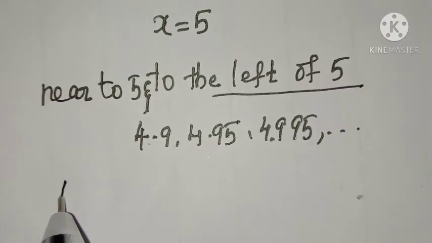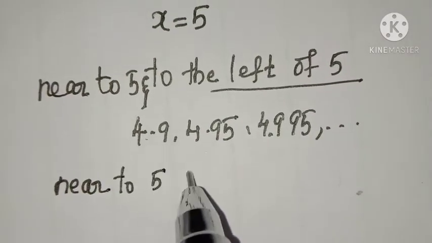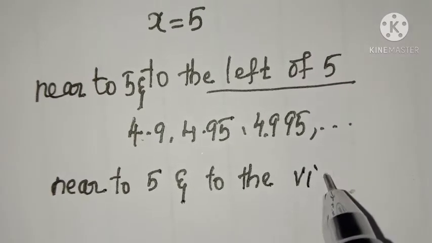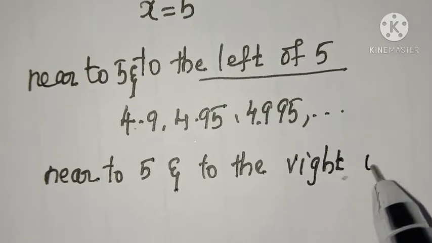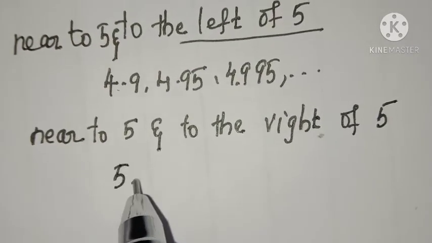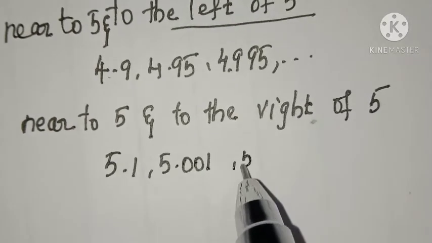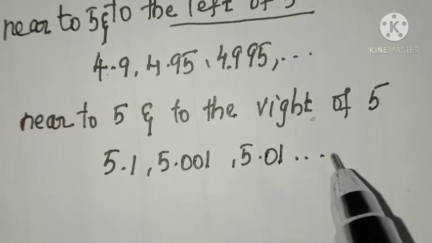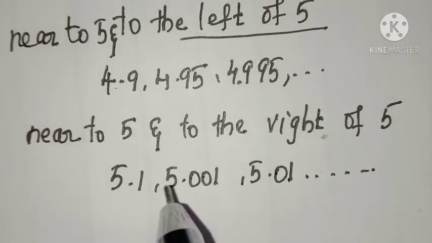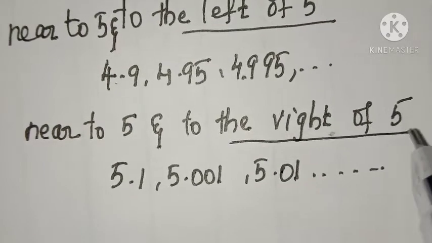And also consider other numbers very near to 5 and to the right of 5, such as 5.1, 5.001, 5.01, etc. These numbers are near to 5 and greater than 5. That is the meaning of right of 5.